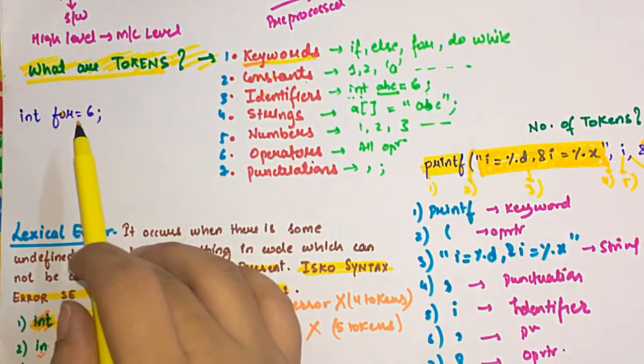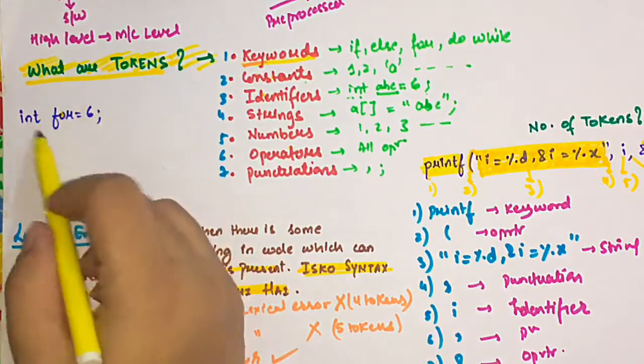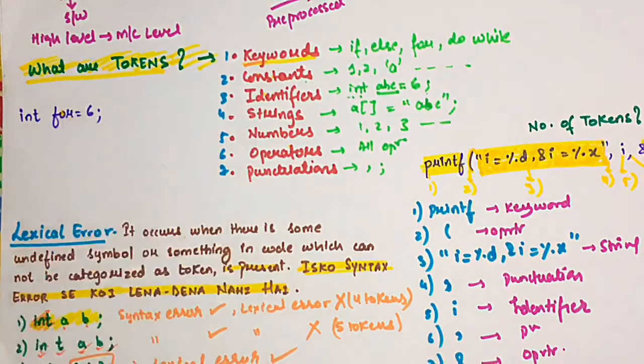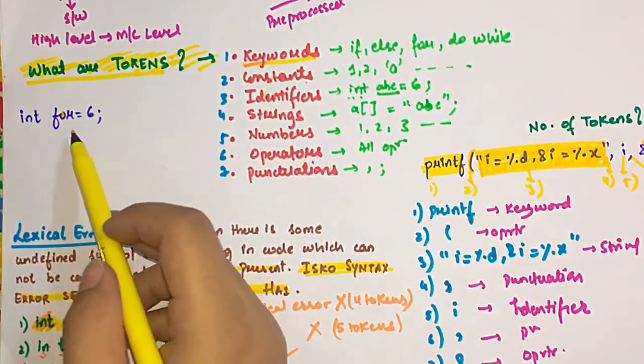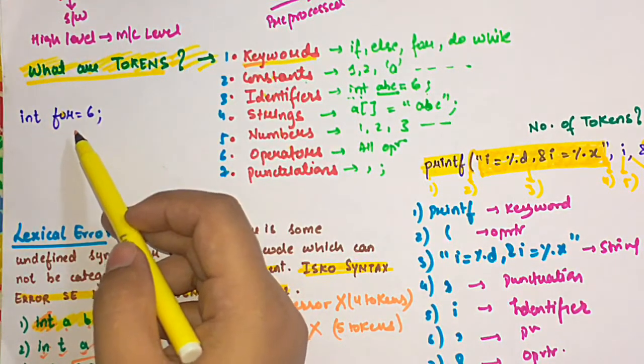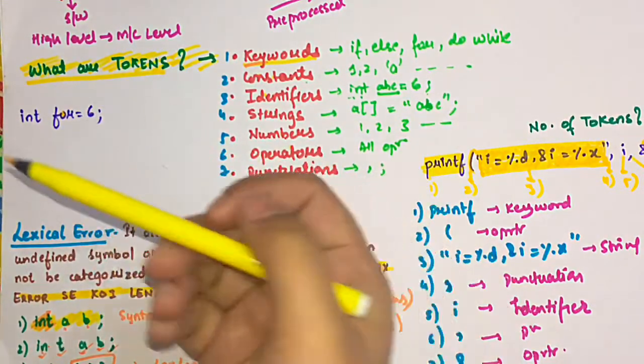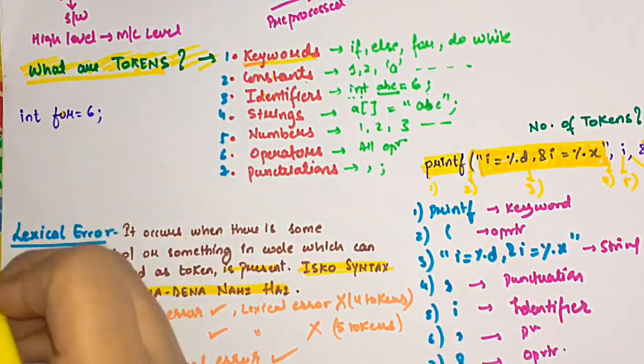I am not able to see any wrong syntax in this. So there is no syntax error in this code. Okay, so what kind of error will be there in this line of code? Let's study. As I told you, to identify lexical error, just become the lexical analyzer yourself and start analyzing the code from the beginning.